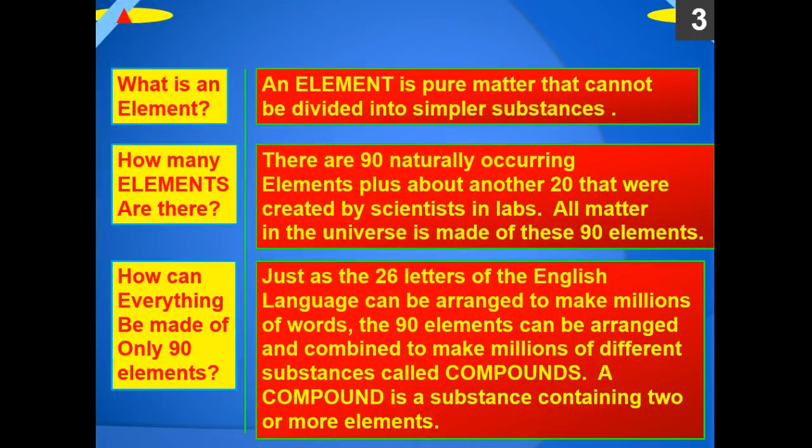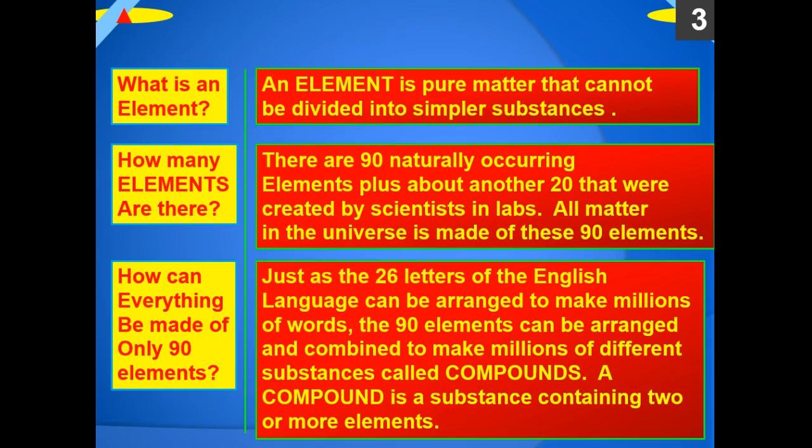Okay, so an element is pure matter that can't be subdivided into any simpler substances. Amazingly, there's only 90 naturally occurring elements in the entire universe. That's all there ever has been or ever will be. These elements, plus about another 20 that were created by scientists in labs. All matter in the universe is made of these 90 elements.